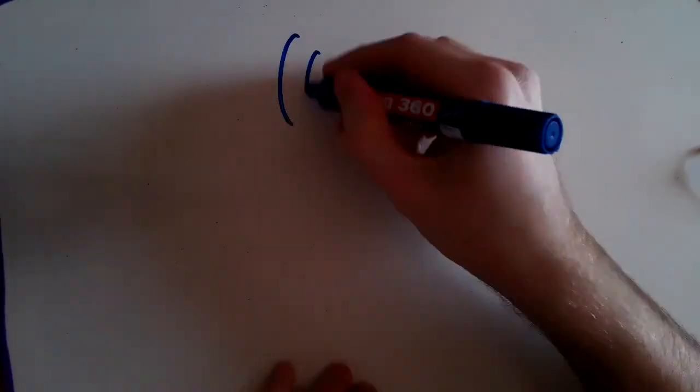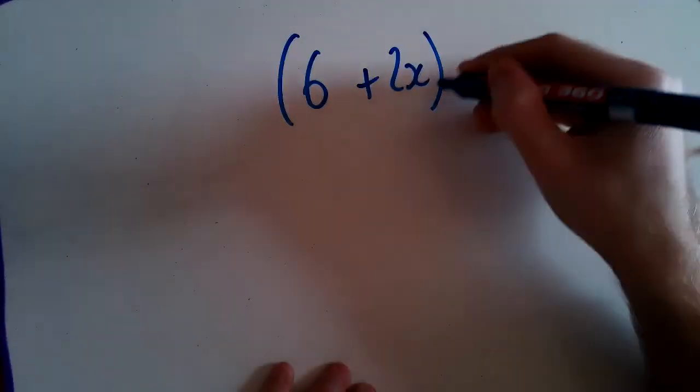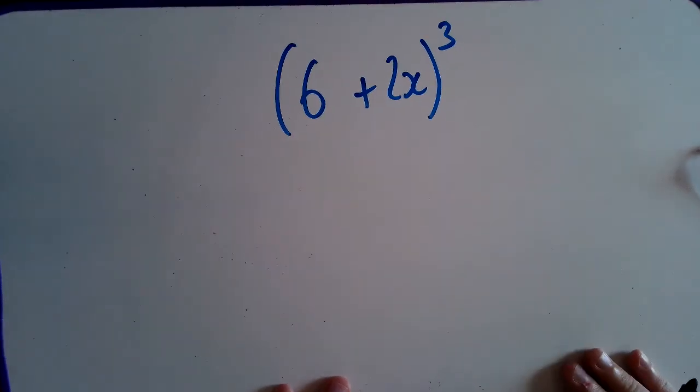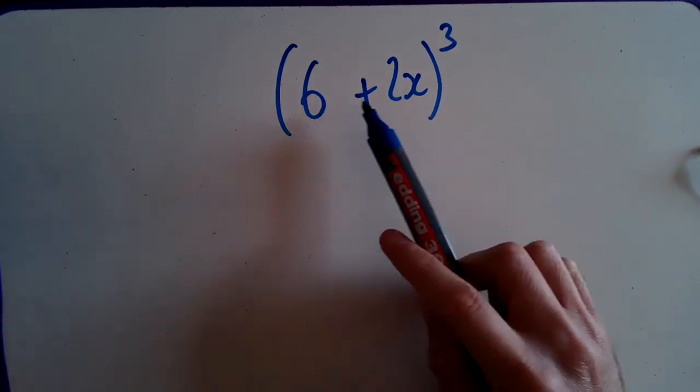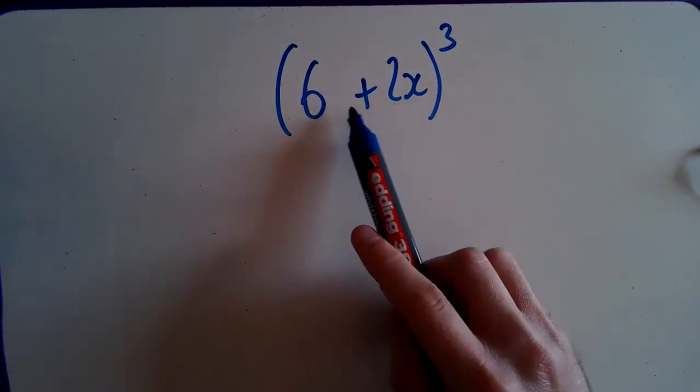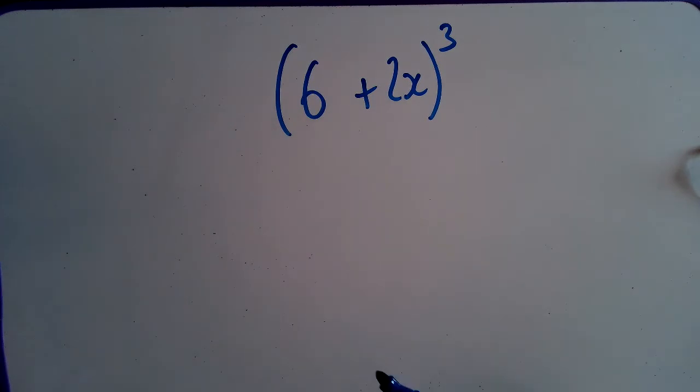Okay, the next one comes with brackets. Let's give you the number example first. If I had something like 6 plus 2x, all cubed, you can see that bracket and you'd be tempted to factorize out the 2, because look, they've got a common factor.